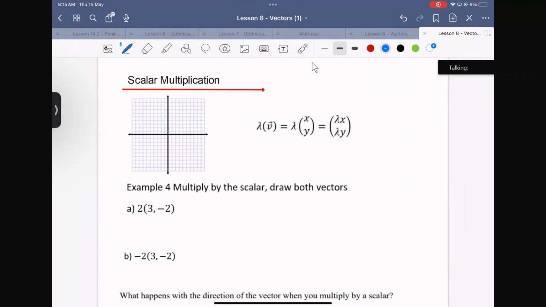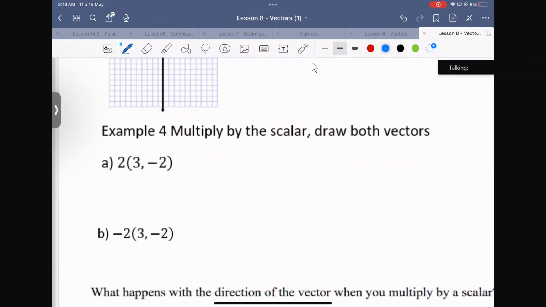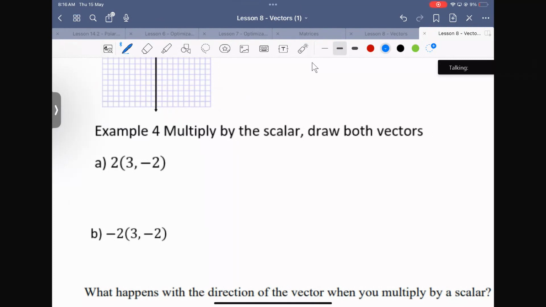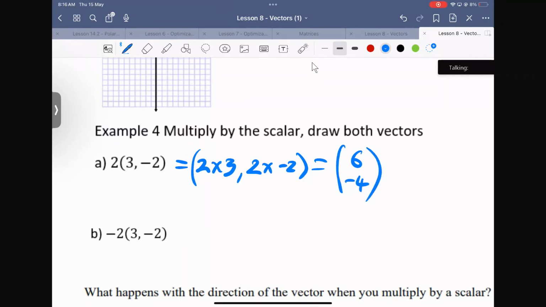Okay, so next up we're looking at the idea of scalar multiplication. So you can take a vector and you can multiply it by a scalar value. A scalar value is a number without magnitude or direction. So when we're multiplying by a scalar, we multiply each of the components of the vector by that scalar. So to show you as an example here, we're going to multiply this vector by a scalar. This is going to give us 2 times 3 and 2 times -2. So that's going to give us 6, minus 4. Here is our vector.